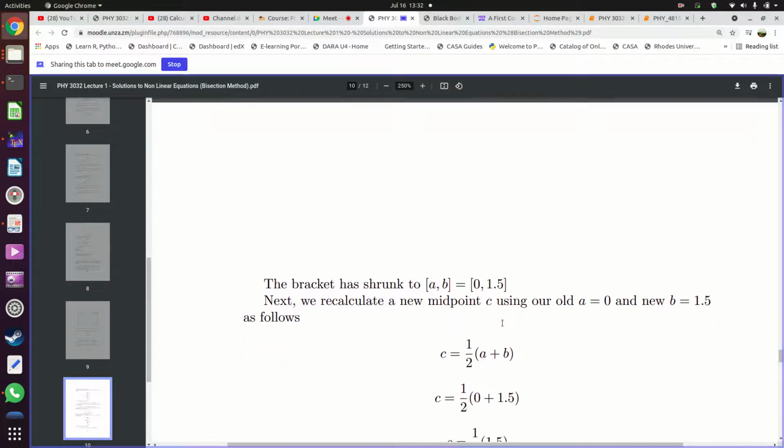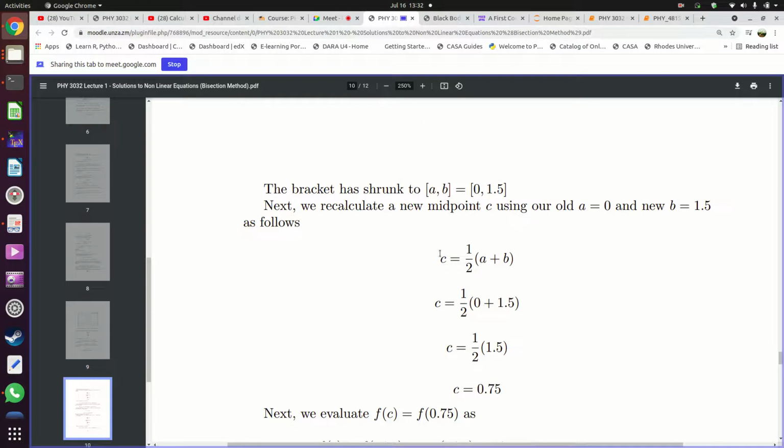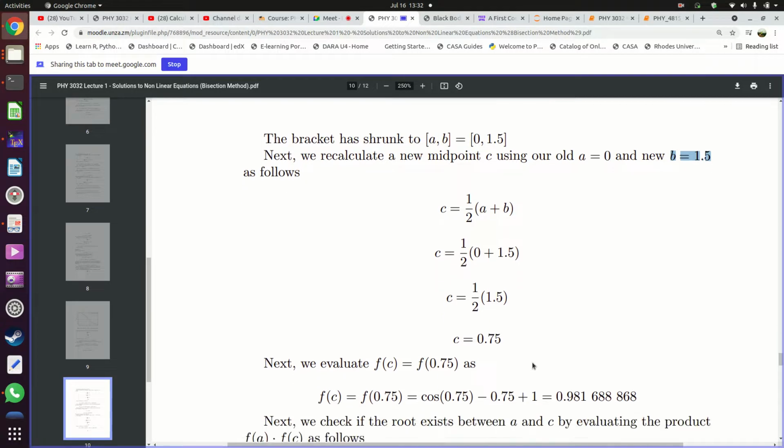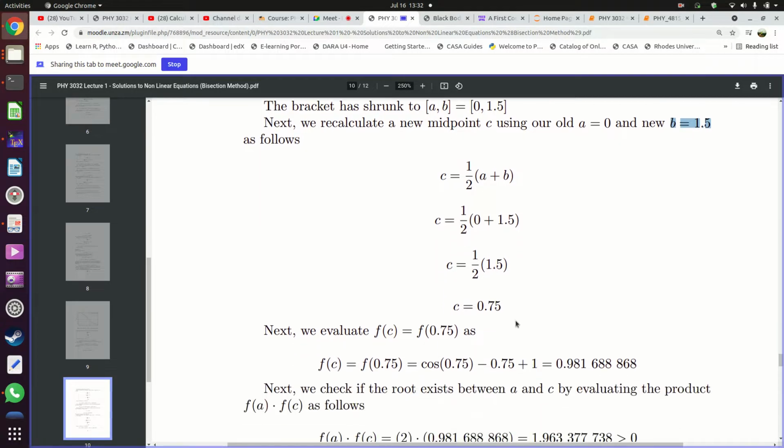With this new bracket, we work out a new midpoint, a new C, using our old A, which is 0, and our new B, which is 1.5. So C is going to be equal to half of A plus B, which is half of 0 plus 1.5, so C equals half of 1.5. So we end up with C equal to 0.75.